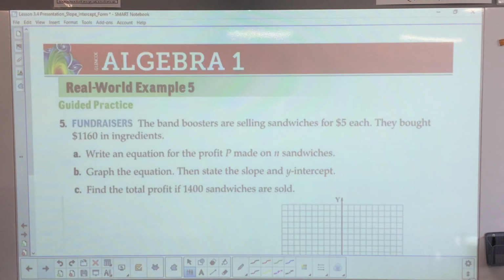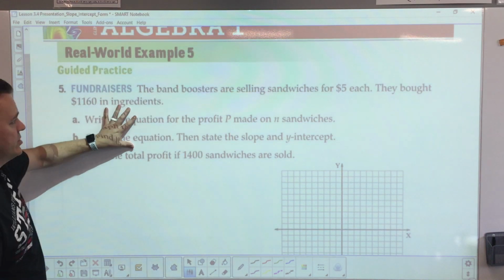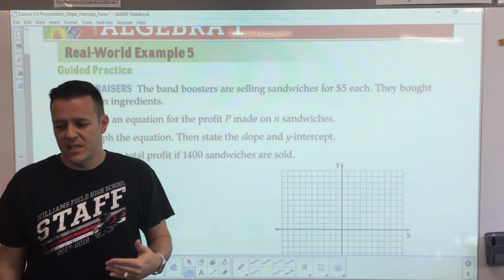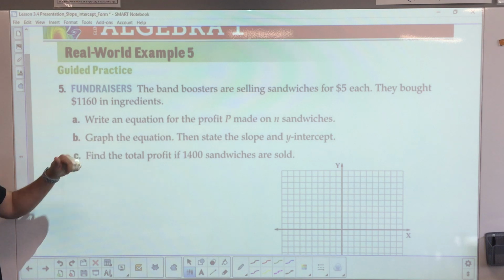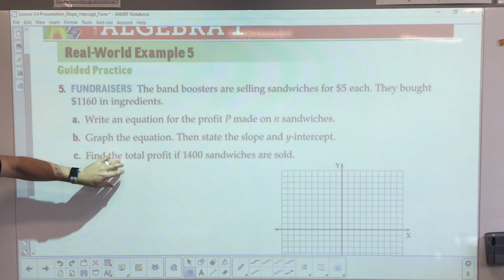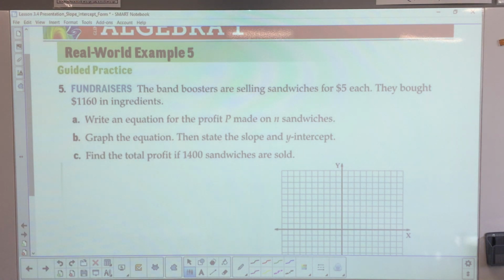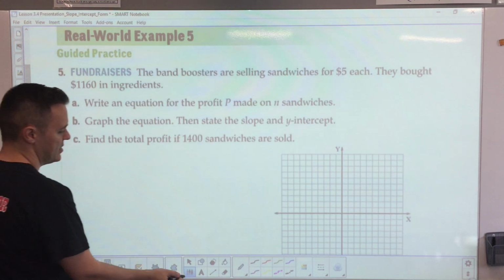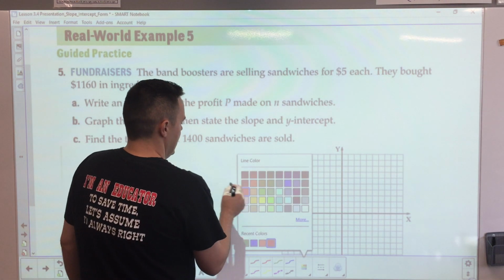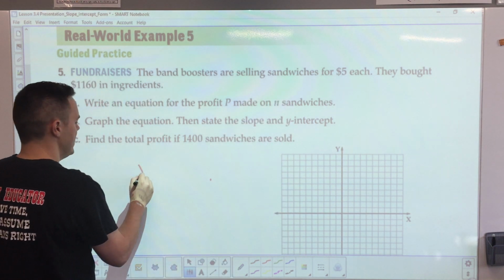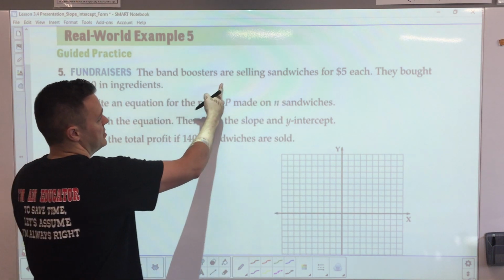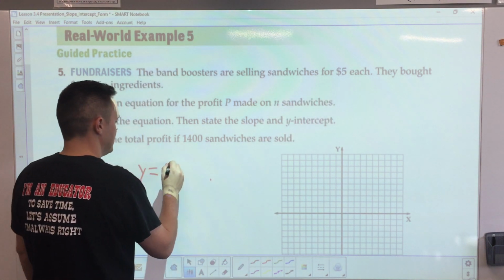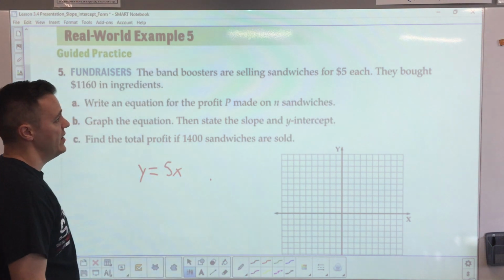All right, last thing. Here's a fundraiser. Please, ladies and gentlemen, give me the equation, graph it, state the slope and y-intercept, find the total profit. All right, so on this one, your equation is actually going to be, let's write it down as we see it, y equals, I know I'm going with a linear equation. They're selling sandwiches for $5 each. So I know that's going to be 5x.